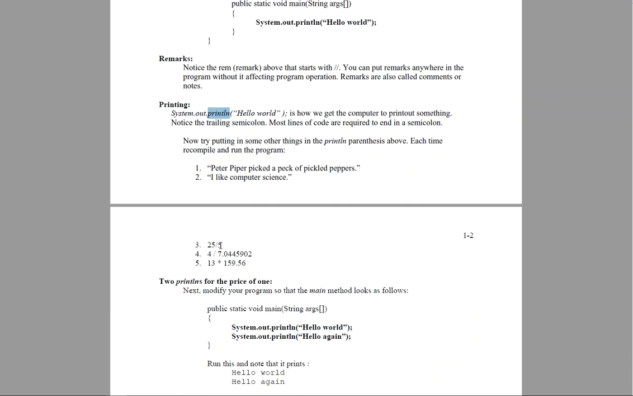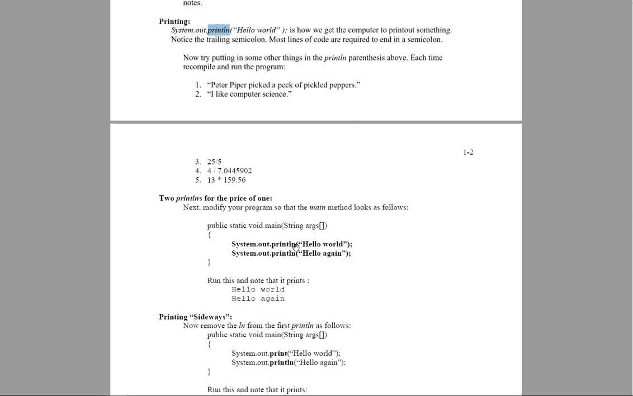But you could also print out the answer to 5 divided by 5, and it would print 5. Or you could print the answer of 4 divided by 7.044 or 5902. I don't know what that is, but it would print that answer. Or you could take 13 times 159.56. So it can print words or numbers. It doesn't matter. And then you can have multiple print lines in a row.